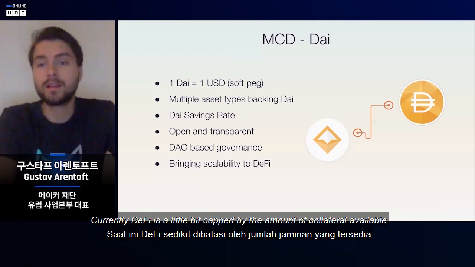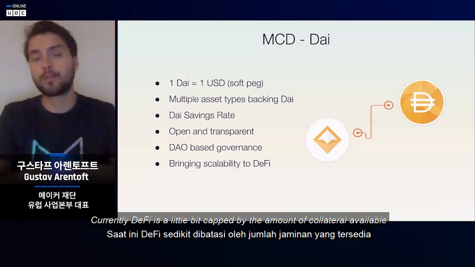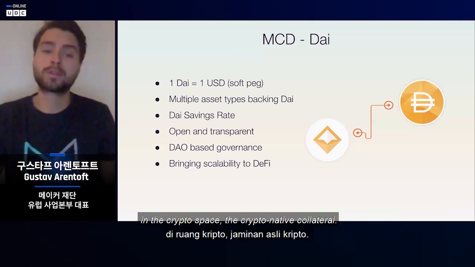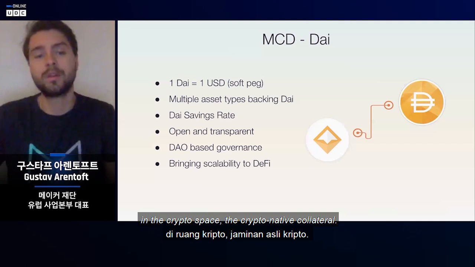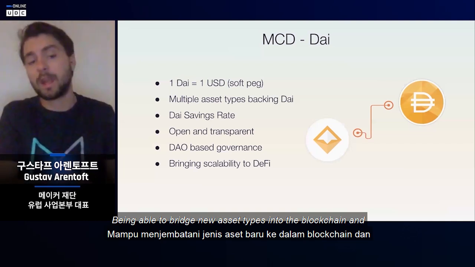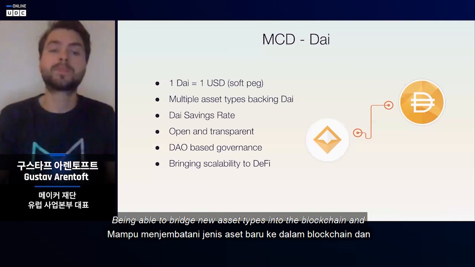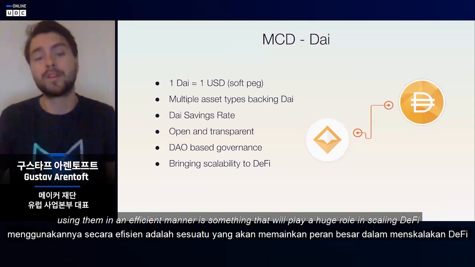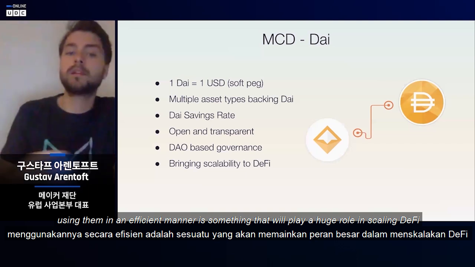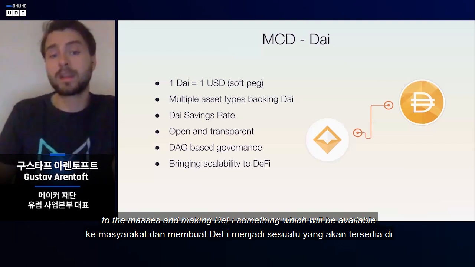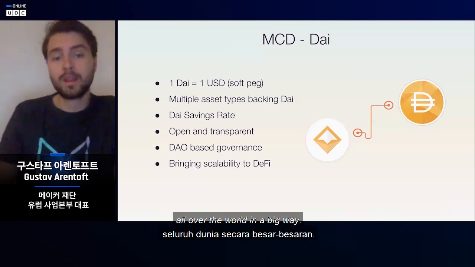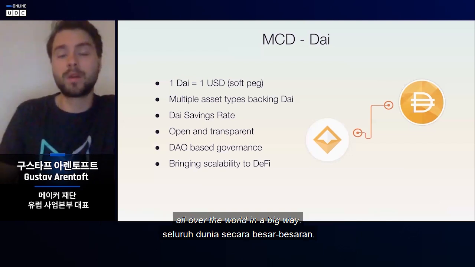Currently, DeFi is a little bit capped by the amount of collateral available in the crypto space, the crypto native collateral. So, being able to bridge new asset types into the blockchain and using them in an efficient manner is something that will play a huge role in scaling DeFi to the masses and making DeFi something which will be available all over the world in a big way, right?